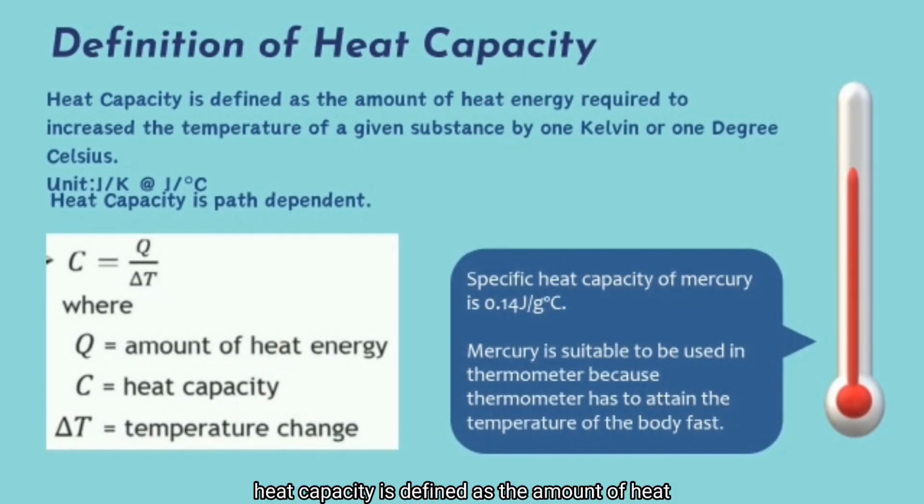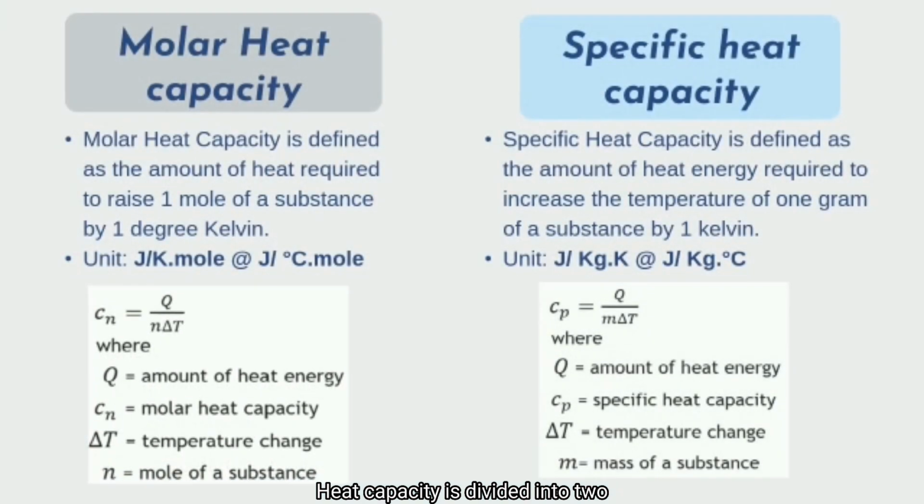At the end, heat capacity is defined as the amount of heat energy required to increase the temperature of a given substance by 1 Kelvin or 1 degree Celsius. For example, mercury in the thermometer applies the concept of heat capacity. Heat capacity is divided into two, which is molar heat capacity and specific heat capacity. Their difference is formula. Kindly pause the video to know further details.